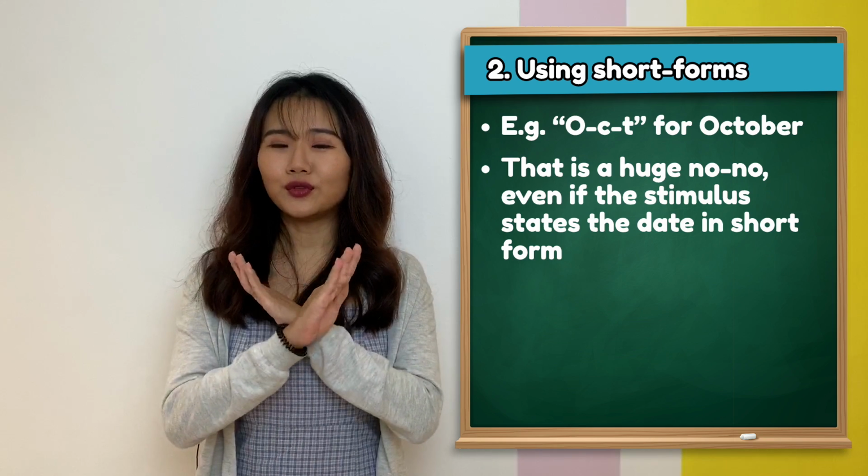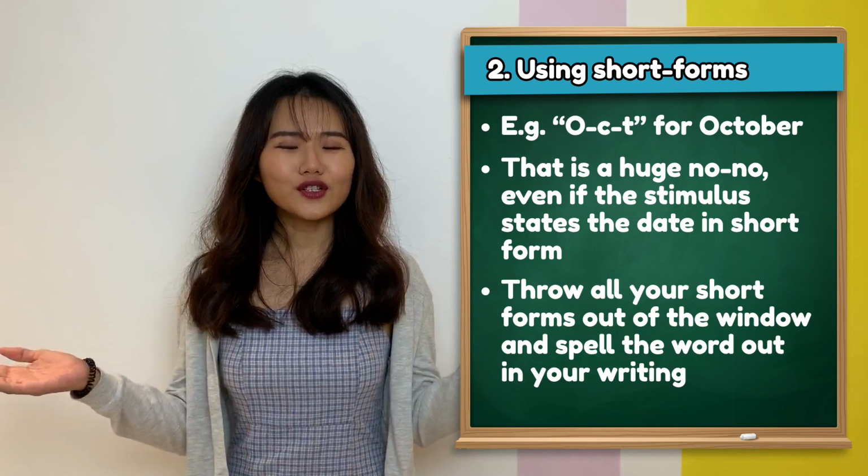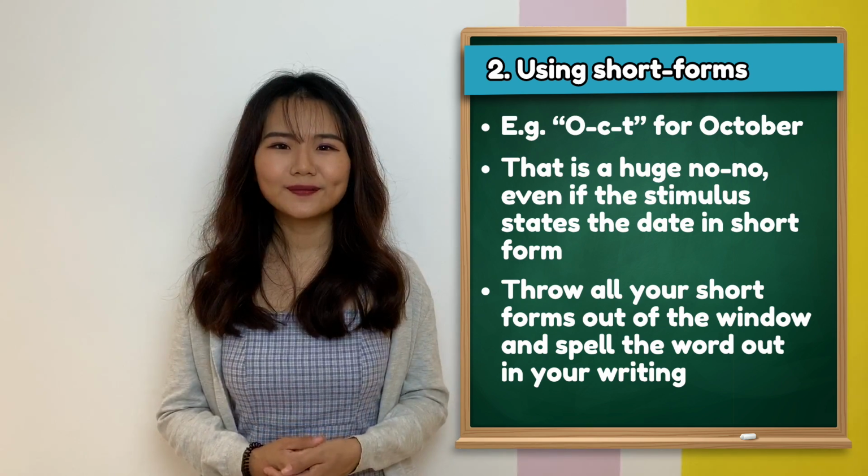Secondly, the student has resorted to using short forms such as OCT for October in the answer. That is a huge no-no even if the stimulus states the date in short form. Throw all your short forms out of the window and make sure you spell the words out in your writing.